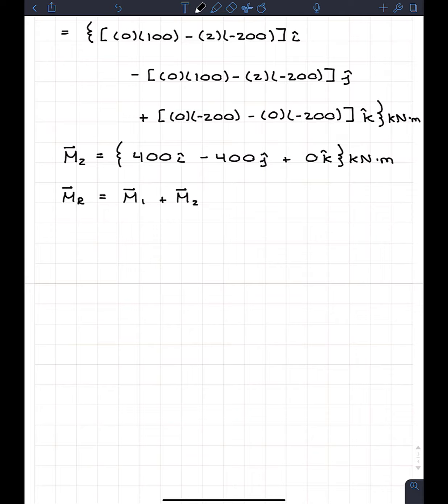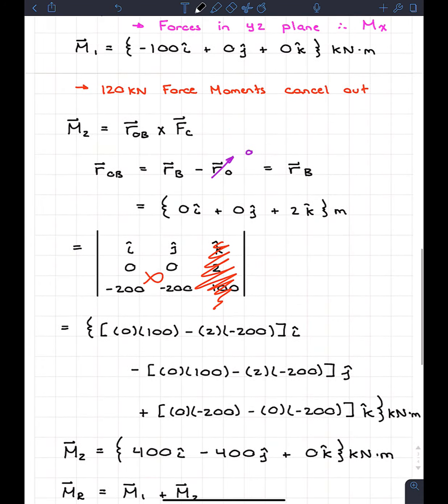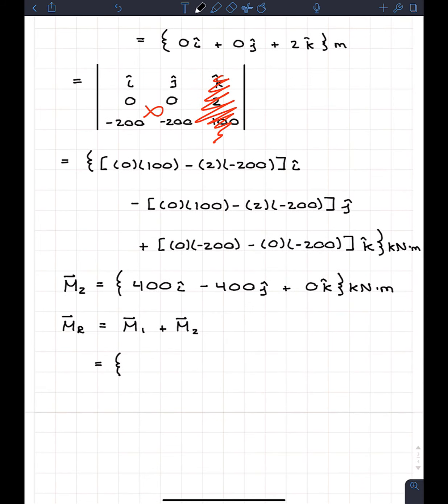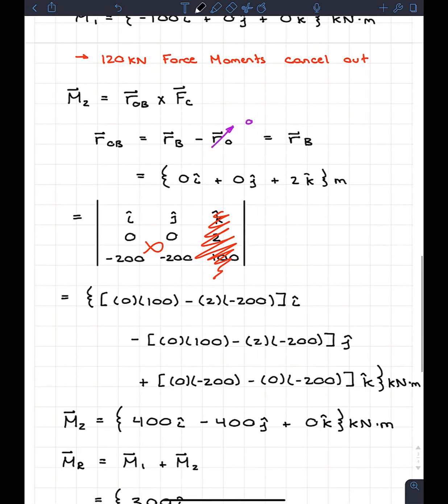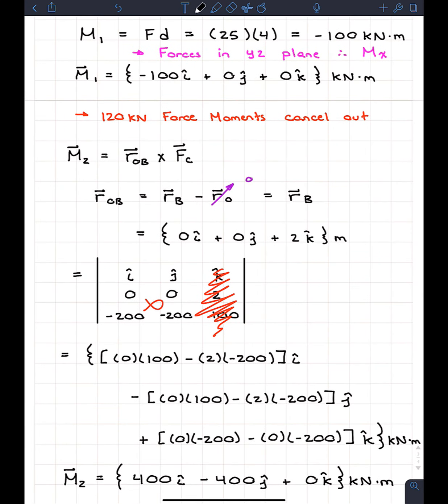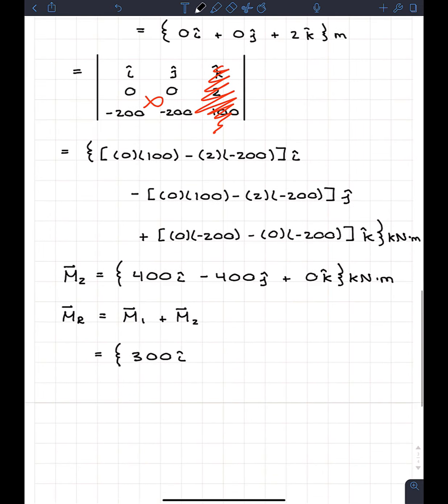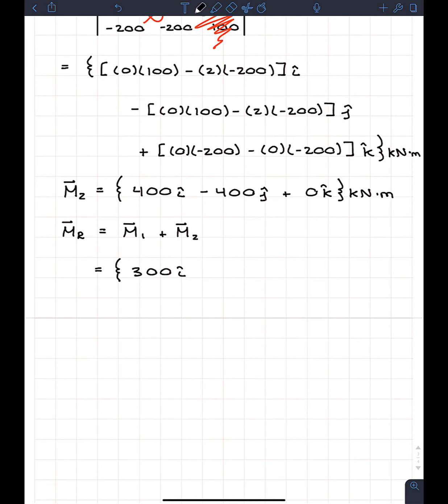So what we're going to have is I'm just going to take those two components on each one. So looking at M1, we have negative 100. Looking at M2, we have 400. So it's going to be negative 100 plus 400, which is going to be 300i. We look at the second component. Well, M1 is just zeros for the rest. So therefore, the rest of the resultant moment is just going to be M2. So it's going to be minus 400J. And then plus 0 in the K. And I can end those brackets.